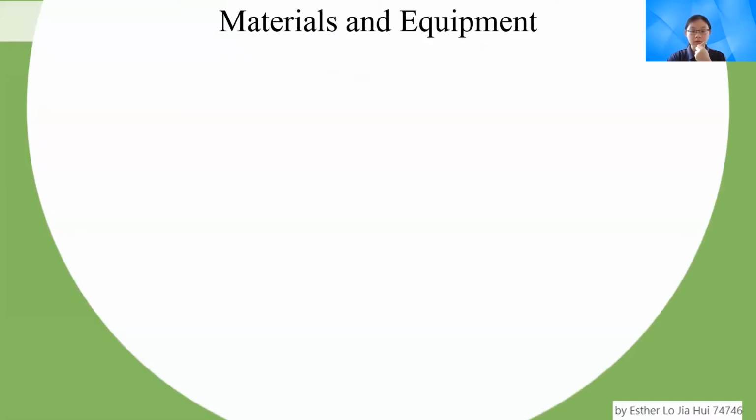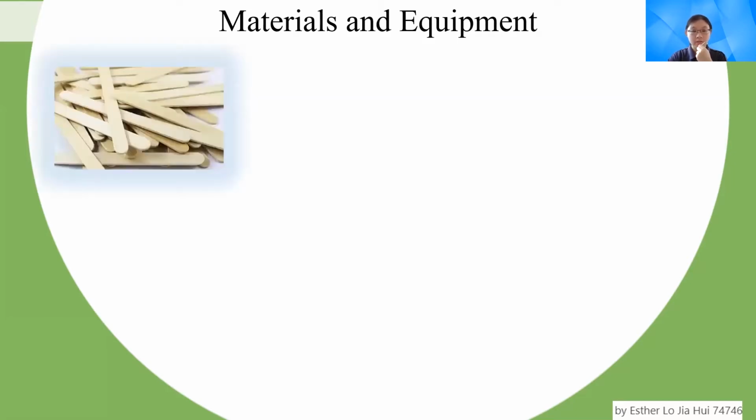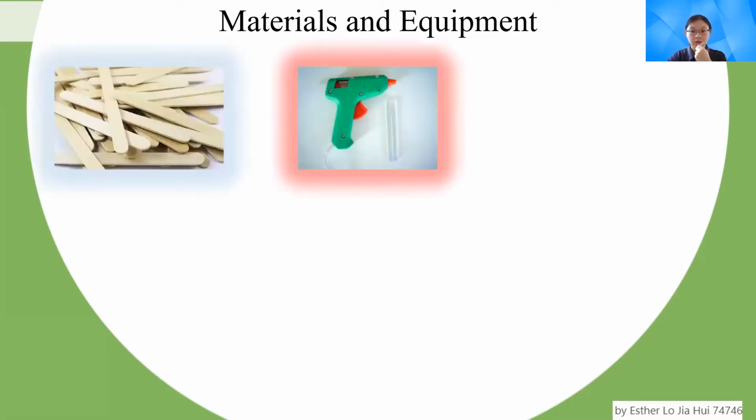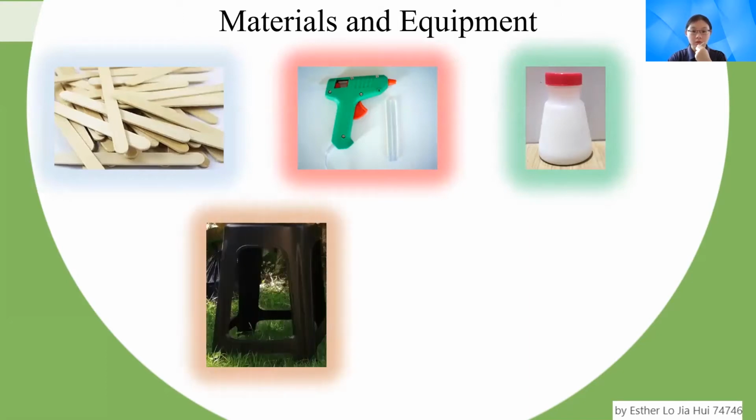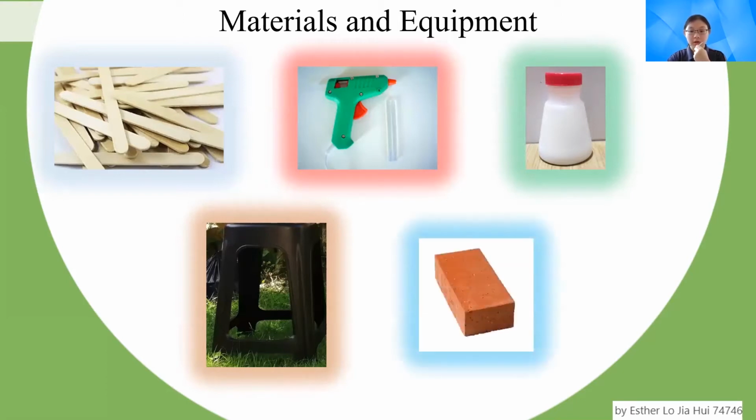The materials and equipment I used when designing my wooden truss bridge are standard popsicle sticks, a hot glue gun with hot glue sticks, white glue, a plastic stool tray as the support of the bridge during testing, and a red brick as my load in the testing. The mass of the red brick is around 2.27 kg.